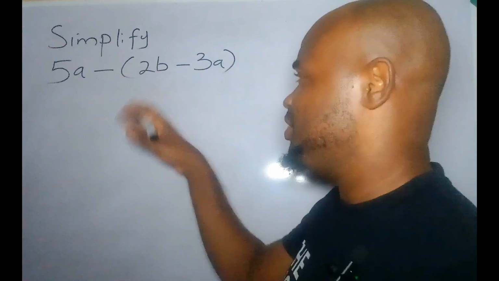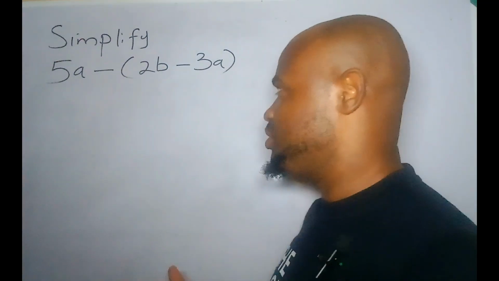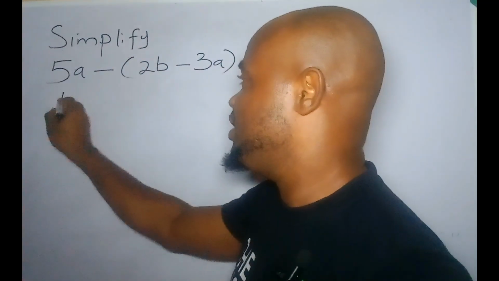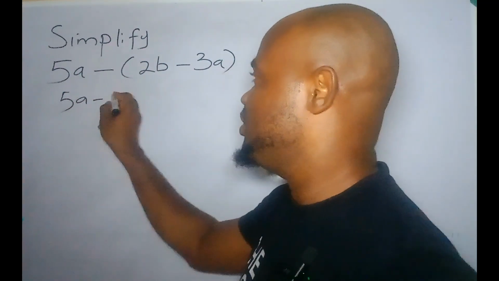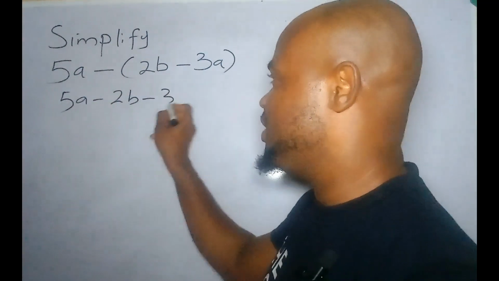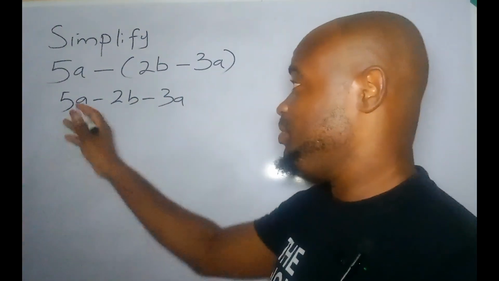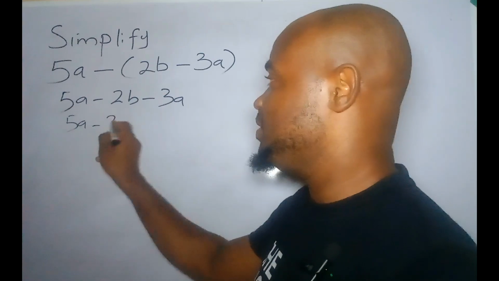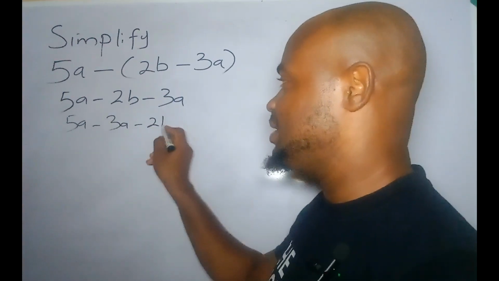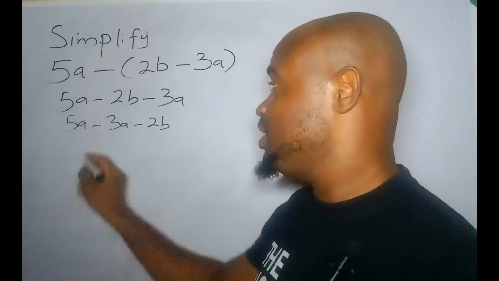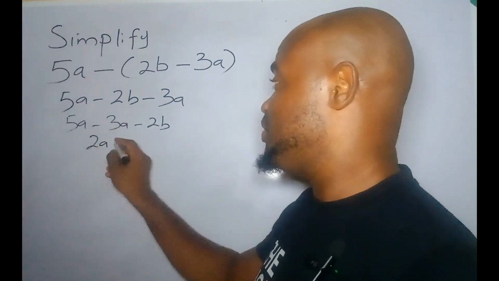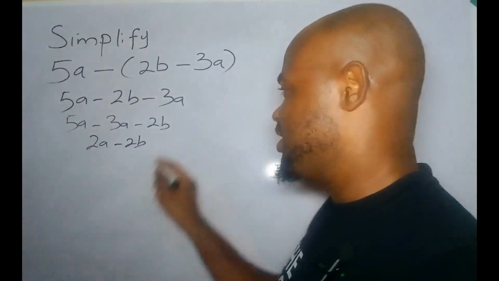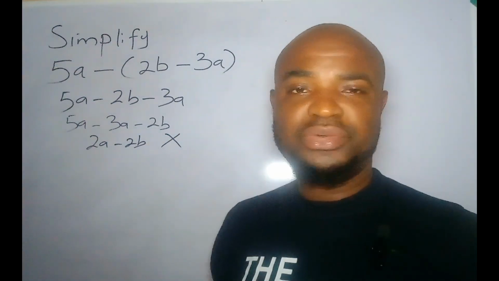Now, I know seeing this question, you'll be tempted. A lot of students, a lot of people will be tempted to just write 5a minus 2b minus 3a, right? And at the end of the day, what would they do? Do 5a minus 3a. That is, they pick the like terms. They say 5a minus 3a is what? 2a, and that will give us minus 2b. Please, this is wrong. This is totally wrong. Okay?